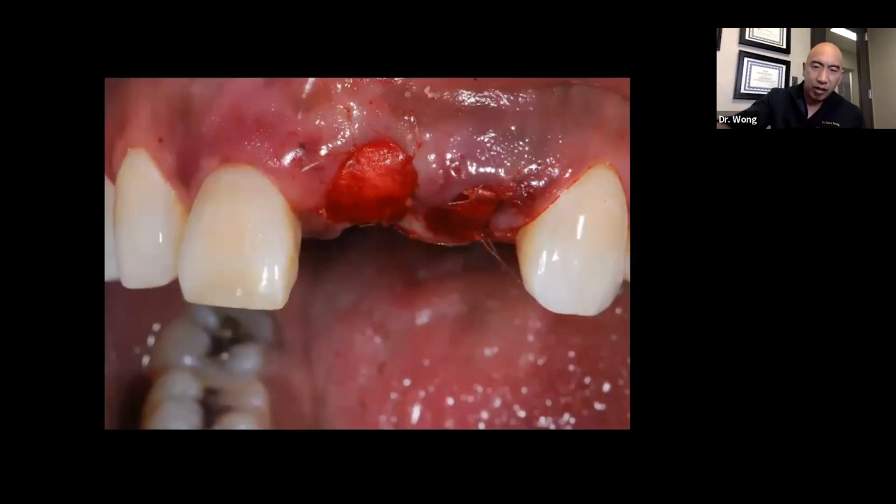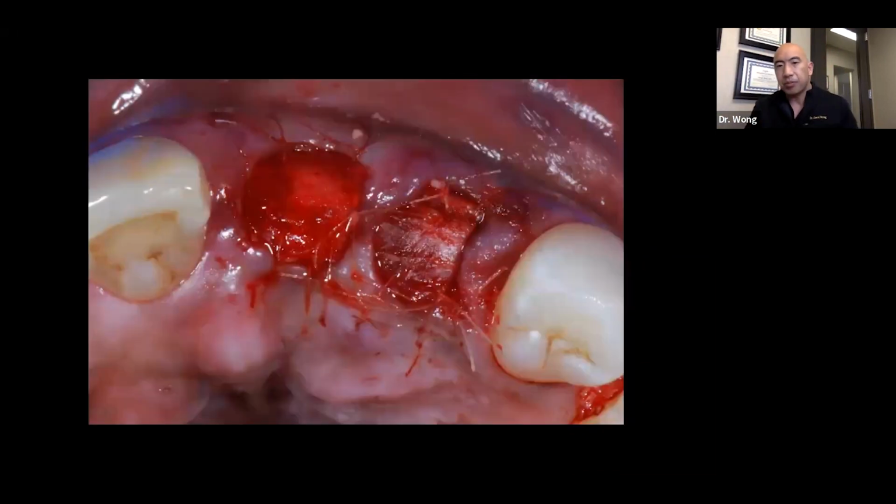And then you're just going to do a figure 8 suture with chromic gut or whatever you feel like. This happens to be vicryl. You can use chromic gut, that's fine. And then that's how you're going to close it. Remember, don't overpack the socket. You got to have some room for the gum tissue to close over the top of the socket graft.